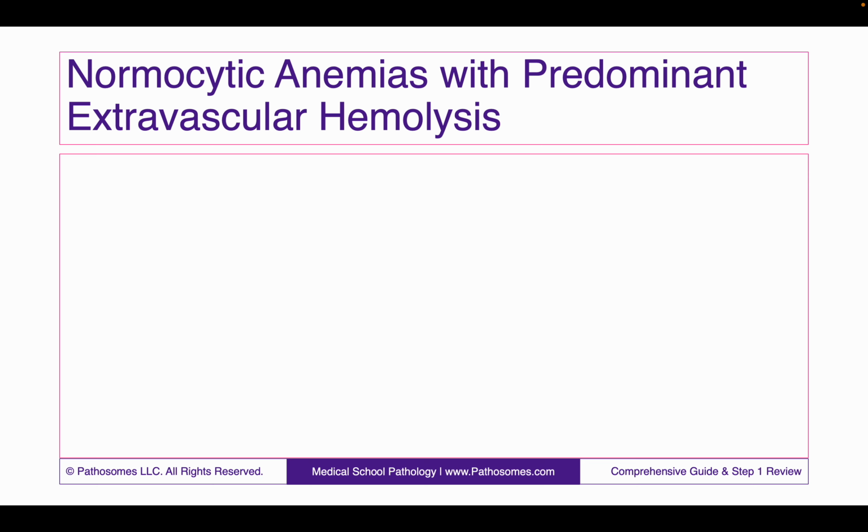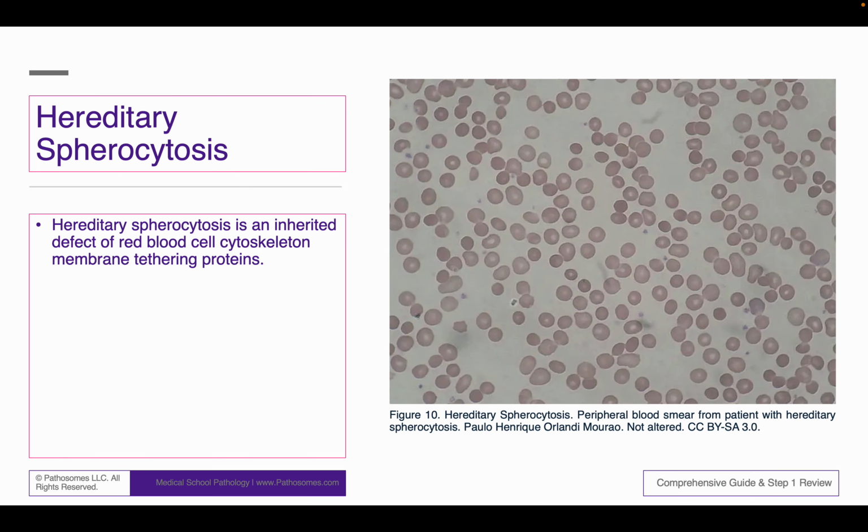Now let's talk a bit about normocytic anemias with a predominant extravascular hemolysis. Hereditary spherocytosis. You know about this. Hereditary spherocytosis is an inherited defect of red blood cell cytoskeleton membrane tethering proteins. This image to the right shows a peripheral blood smear of a patient with hereditary spherocytosis. You see all the spherocytes? Note the lack of central pallor for the most part.